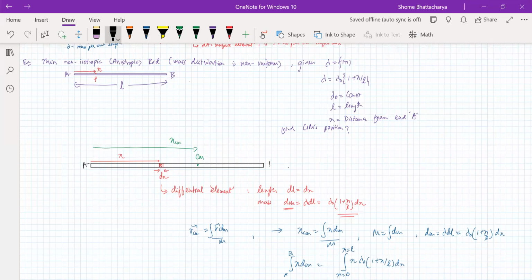This will give me the numerator, and for the denominator I need to calculate the total mass. That will become, again, from x equal to 0 to x equal to L. So separately I will calculate the numerator, integration x dm, and separately I'll calculate the denominator, which is the total mass, and their ratio will give me the position of the center of mass, that is the x coordinate of the center of mass with respect to the end A of the rod.